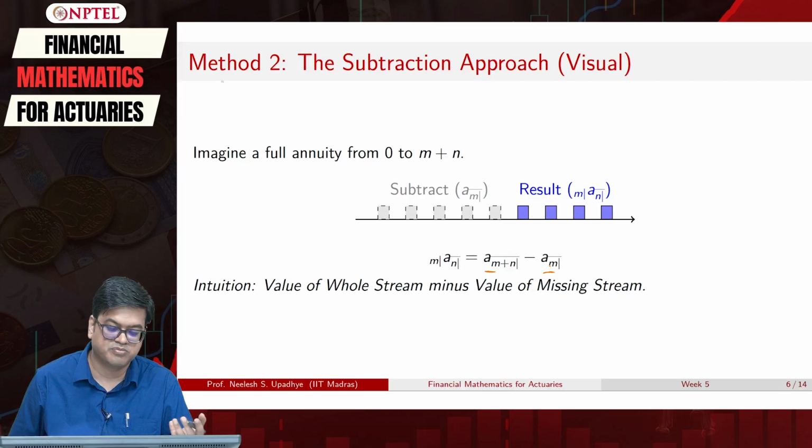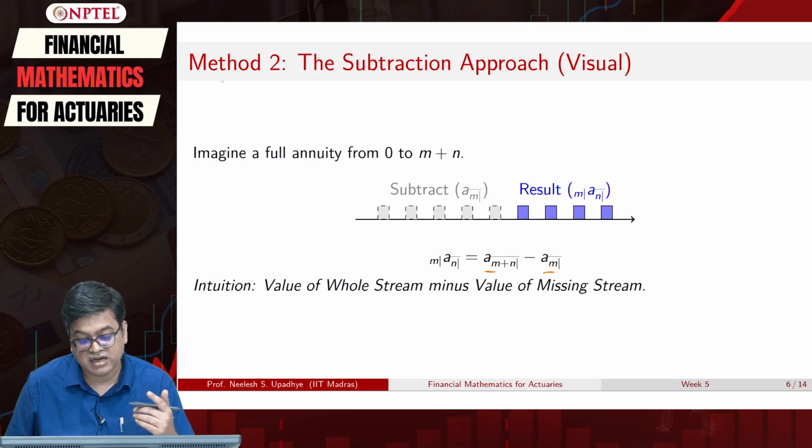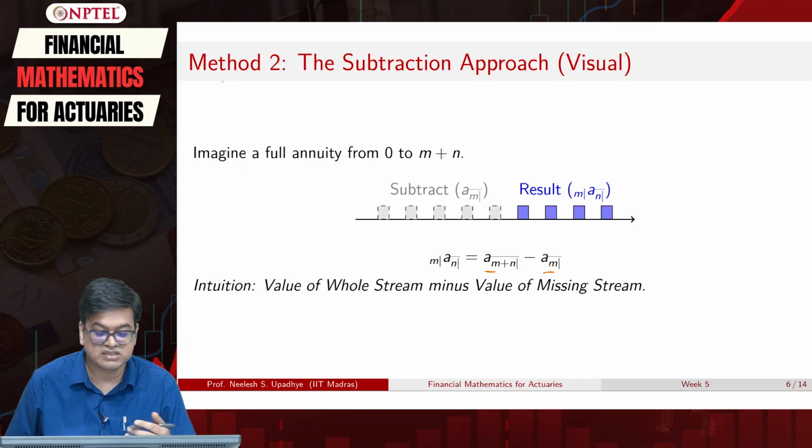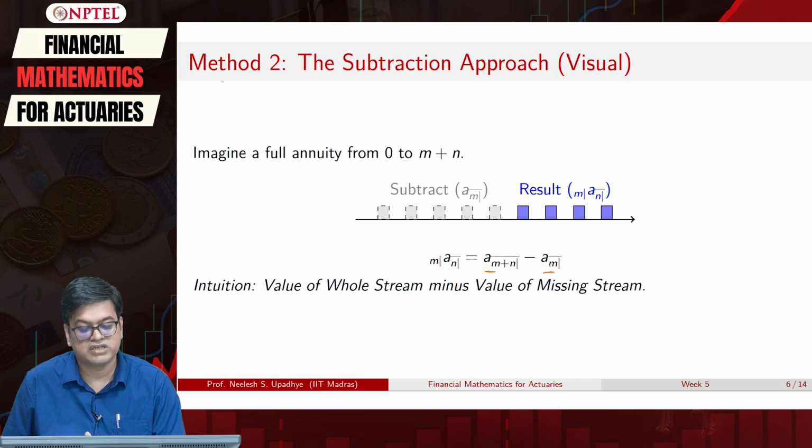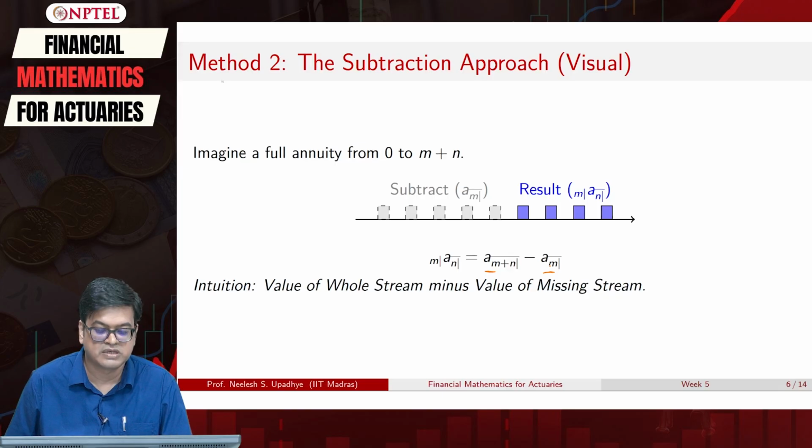You do not have to remember anything, but the previous method actually says you just calculate for n periods and multiply by v raised to m. That is also an easy way to do it. So you choose the method that suits you.